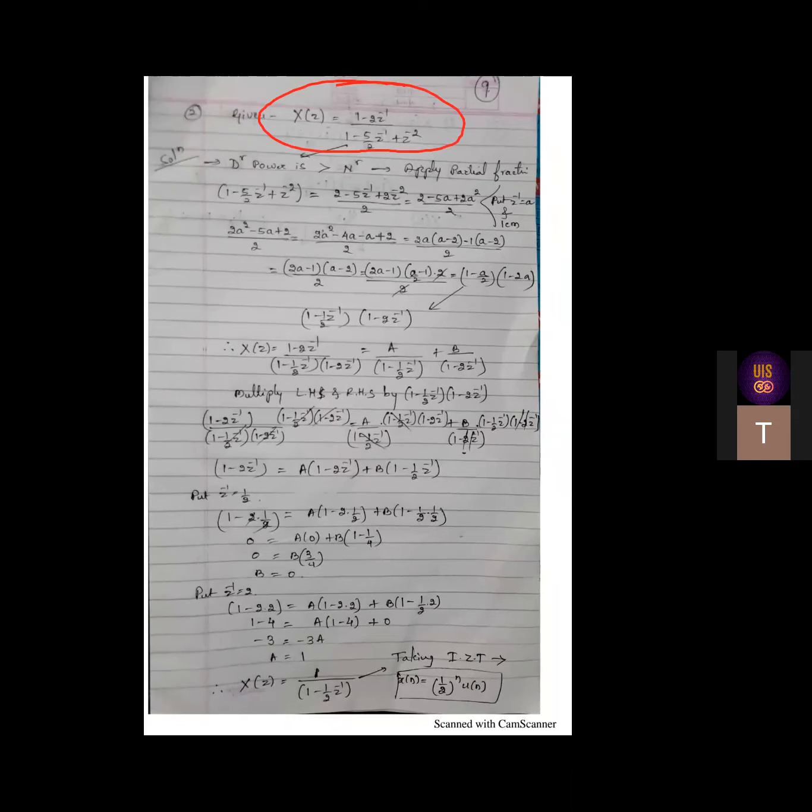What is the first step? In order to apply partial fractions, check the numerator and denominator powers, whether they are less, equal or greater. If you observe, the numerator power is less than the denominator, M is less than N. So obviously the first condition applies, and you have to go for partial fractions. The denominator should be factored. What is the denominator? 1 minus 5 by 2 z inverse plus z raised to minus 2. You can use your calculator, find the roots and the factors, or you can follow this method. Now let us see how I have solved it.